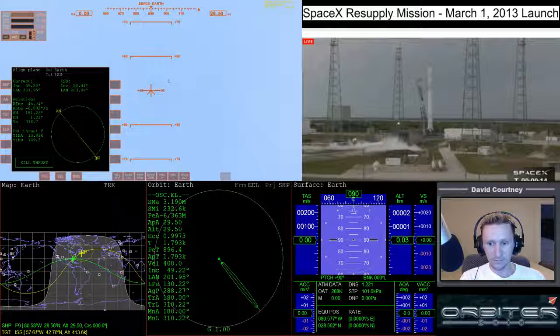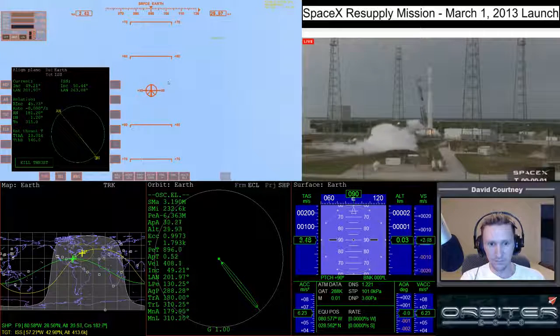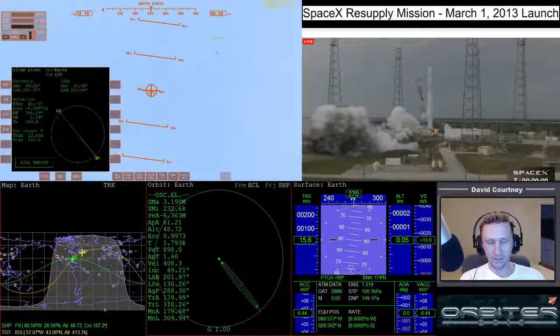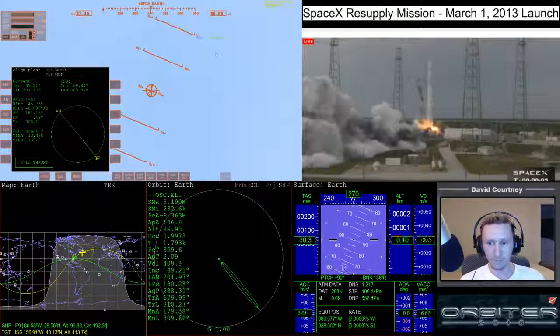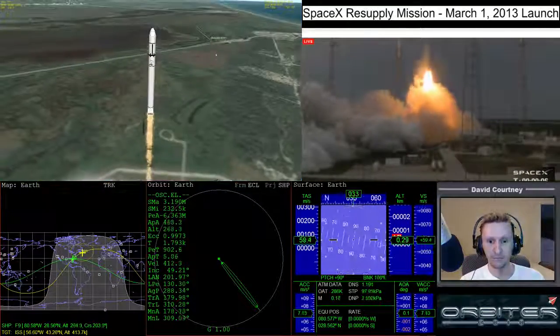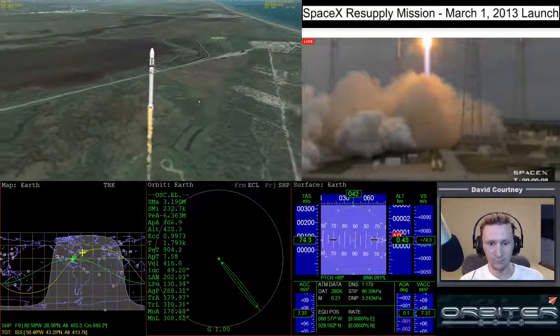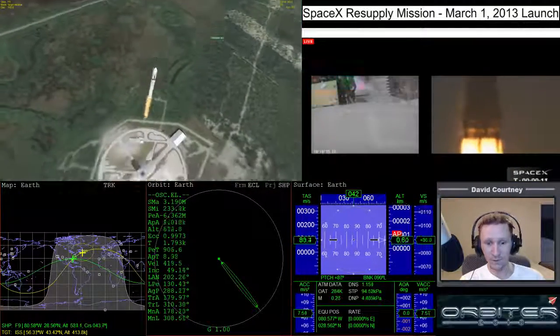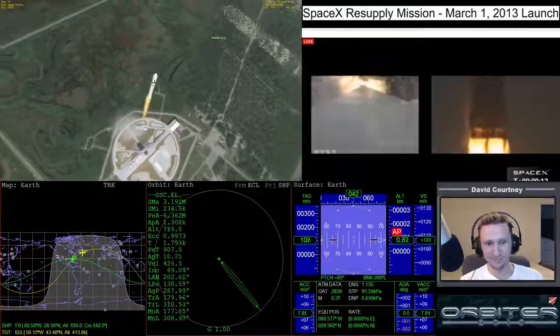T-minus 15. T-minus 10, 9, 8, 7, 6, 5, 4, 3, 2, 1, 0. Autopilot's active. Flight computers in. Now liftoff of the Falcon 9. Dragon has sensed first stage acceleration. Falcon 9 has cleared the tower. Falcon 9 has indeed cleared the tower.